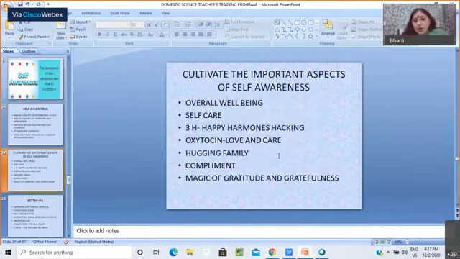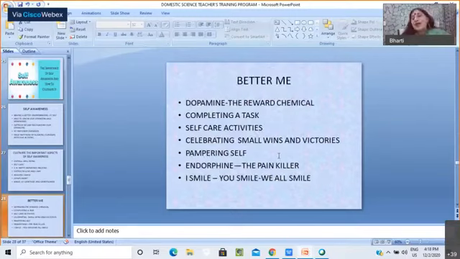So when we talk about cultivating the important aspects, we understand overall well being, self care, hugging family, complimenting. Please ask them to make a small gratitude box where they can talk about their blessings, their thankfulness, giving thanks. They're thankful to their parents for whatever they are giving. They're thankful to God. They're thankful to the Corona warriors, the paramedical staff and medical staff.